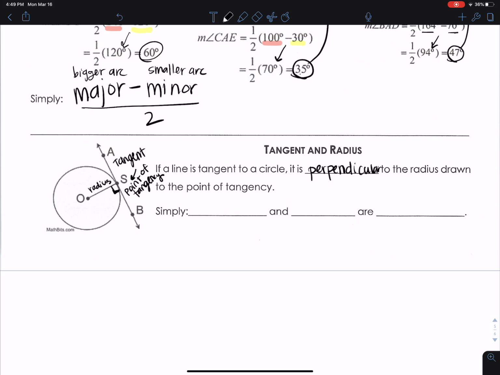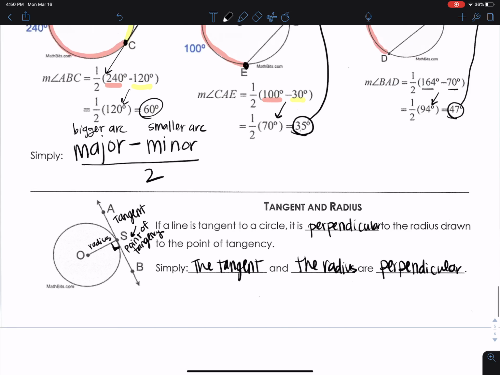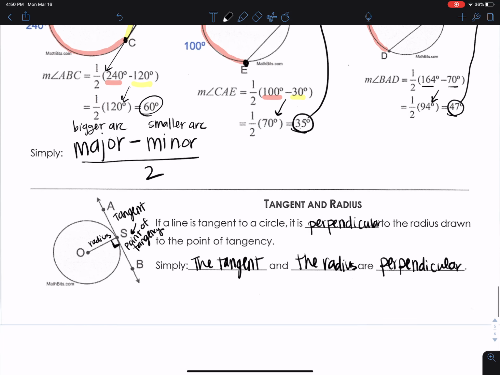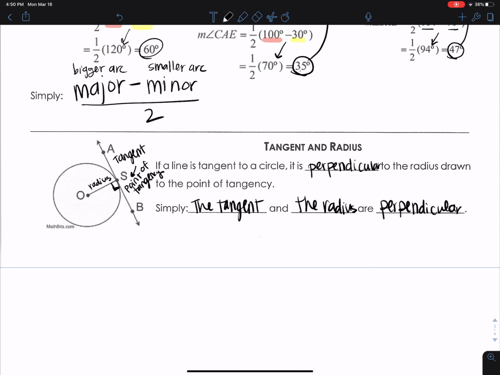So this one, it says if a line is tangent to a circle, it is perpendicular to the radius drawn to the point of tangency. So simply the tangent and the radius are perpendicular. And you won't have any questions like this on your homework. It's just on interior angles and exterior angles, but you will need to know this for your test review.